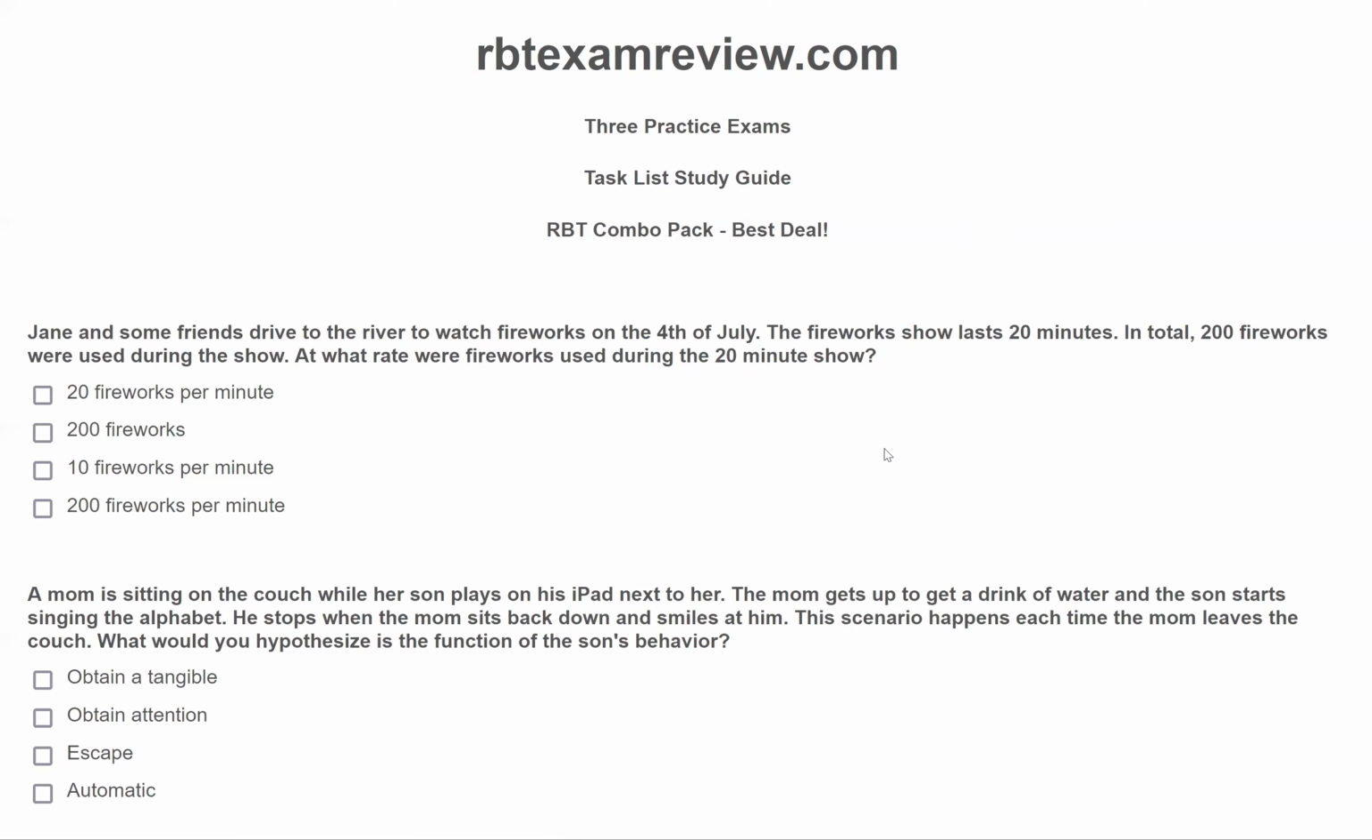So what we're going to do is put frequency divided by time, and that is going to give us 10. So our rate is going to be what? 10 fireworks per minute. Not 20 fireworks per minute, because that's not what the calculation totals out to. 200 fireworks is just our frequency. Our correct answer is 10 fireworks per minute. 200 fireworks per minute just doesn't make sense because it's a 20-minute show and we launched 200 fireworks in total. So at what rate were fireworks used during the 20-minute show? C, 10 fireworks per minute.